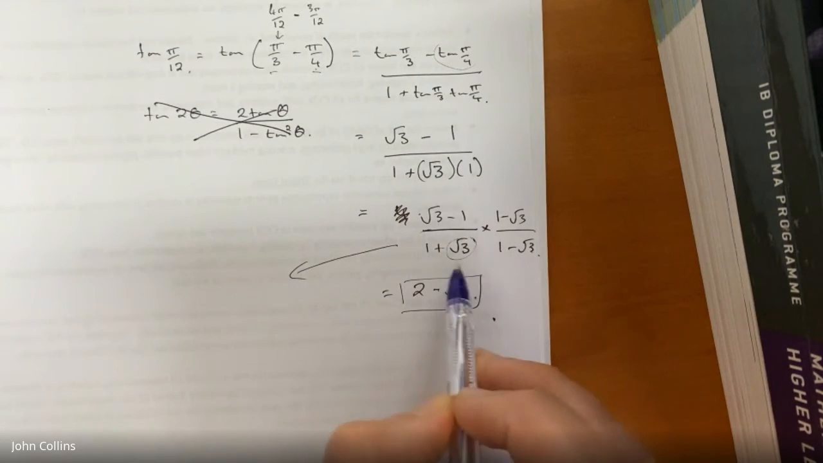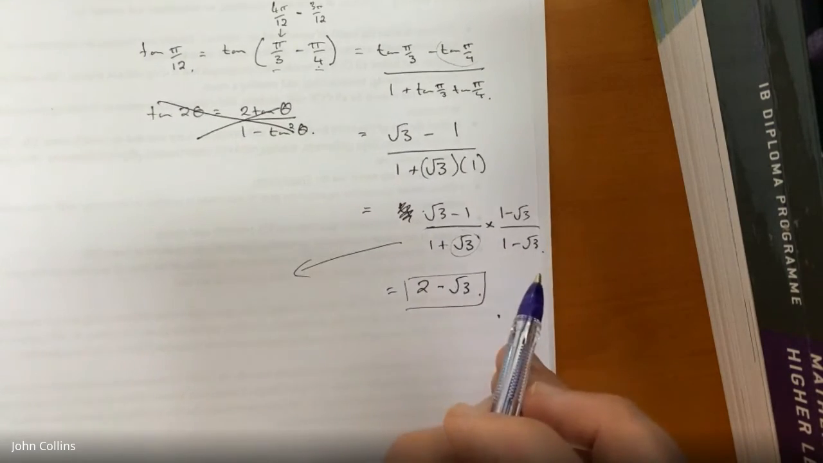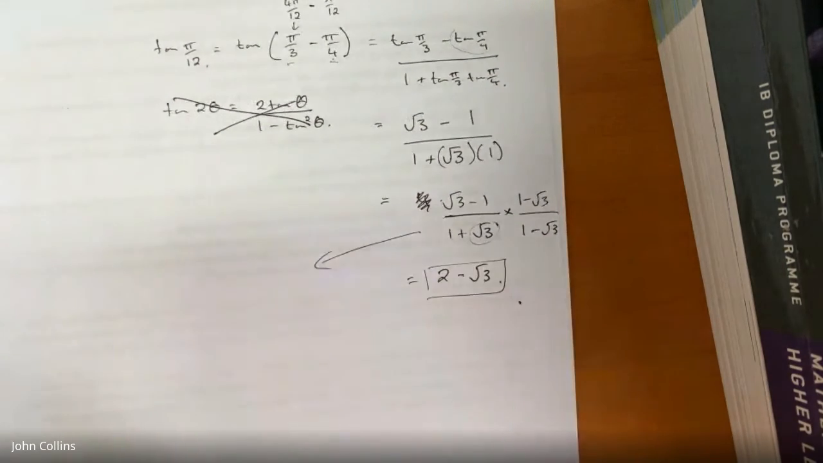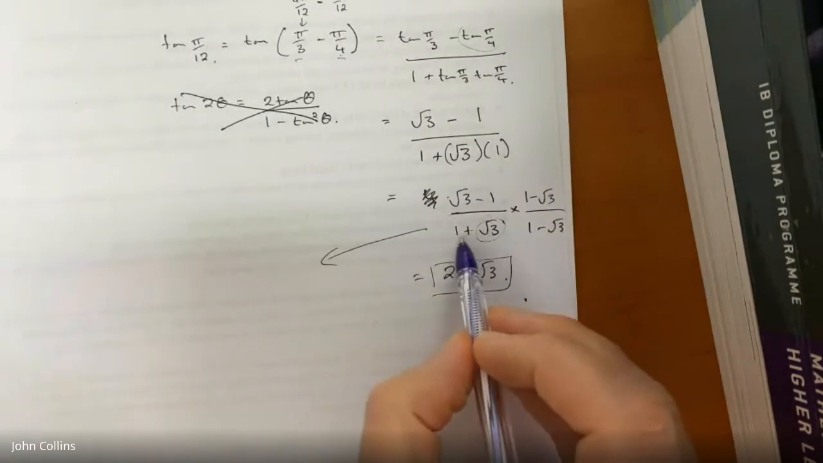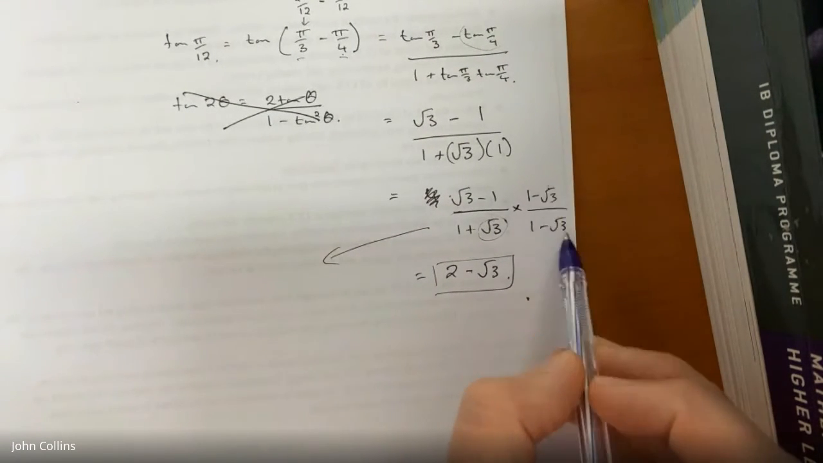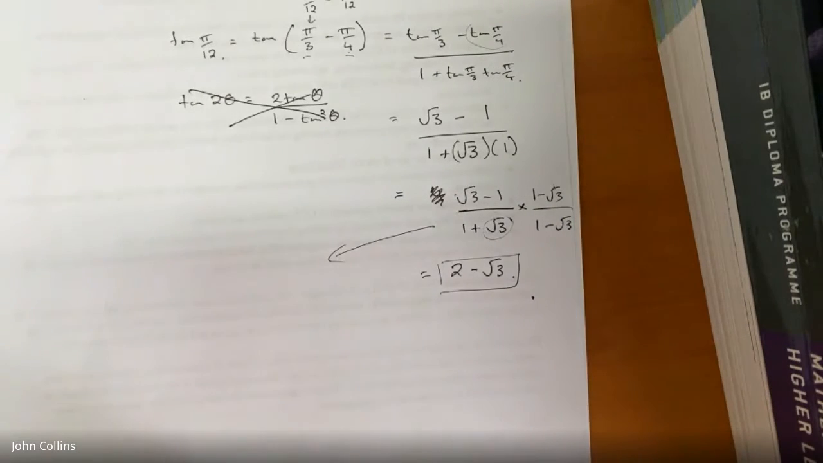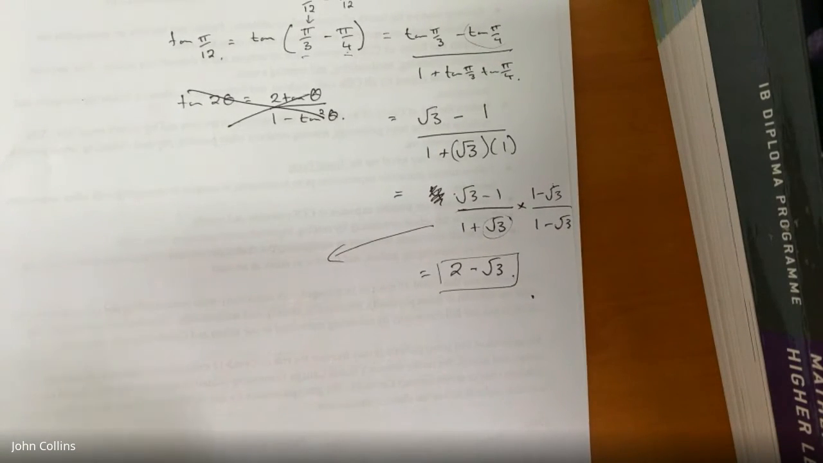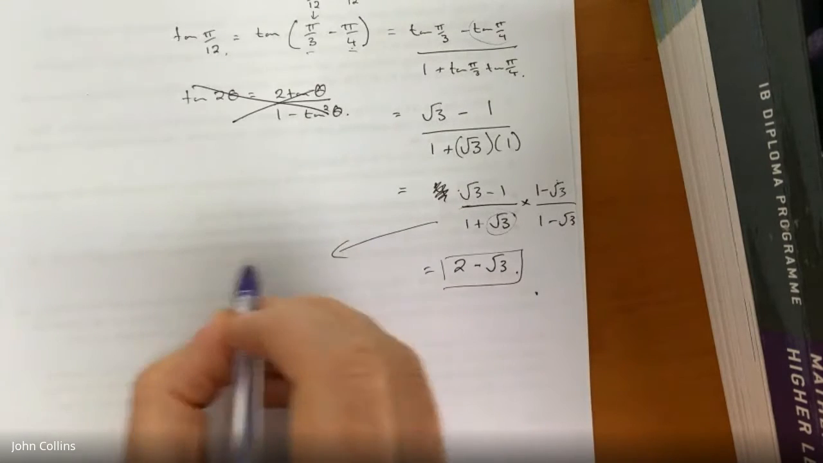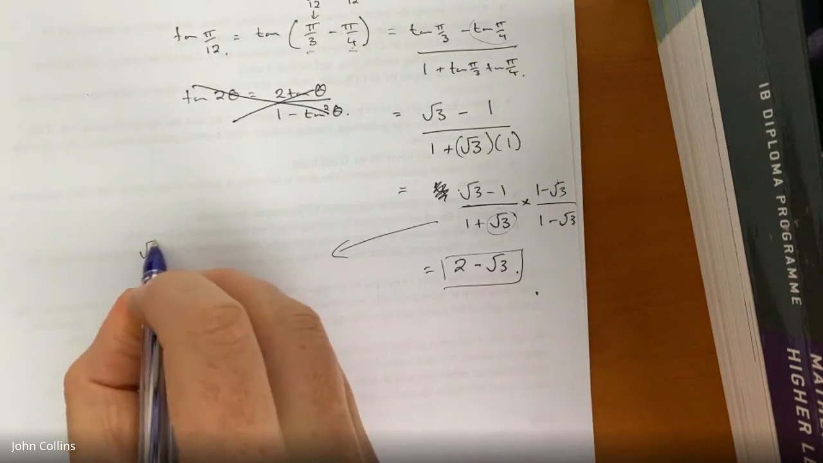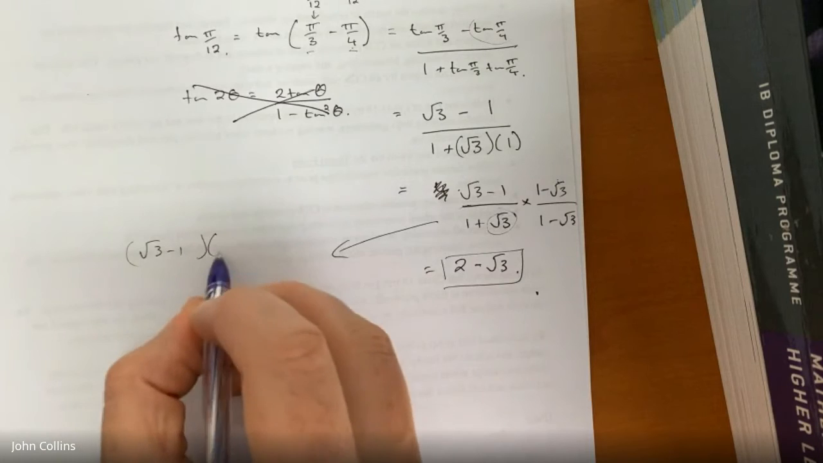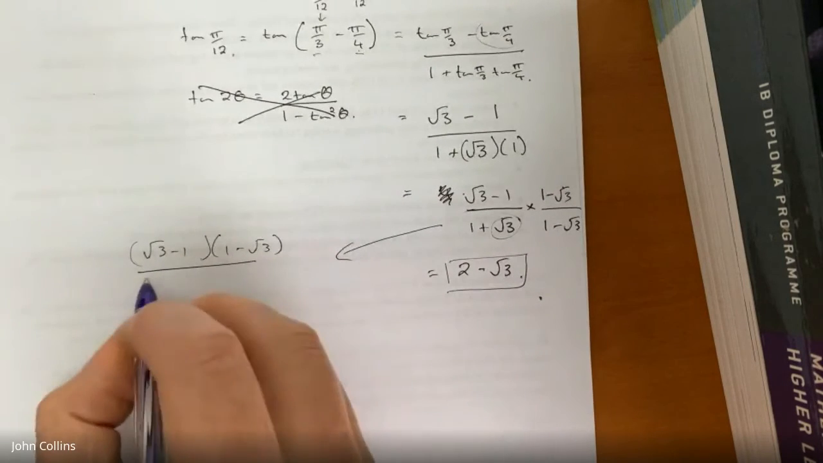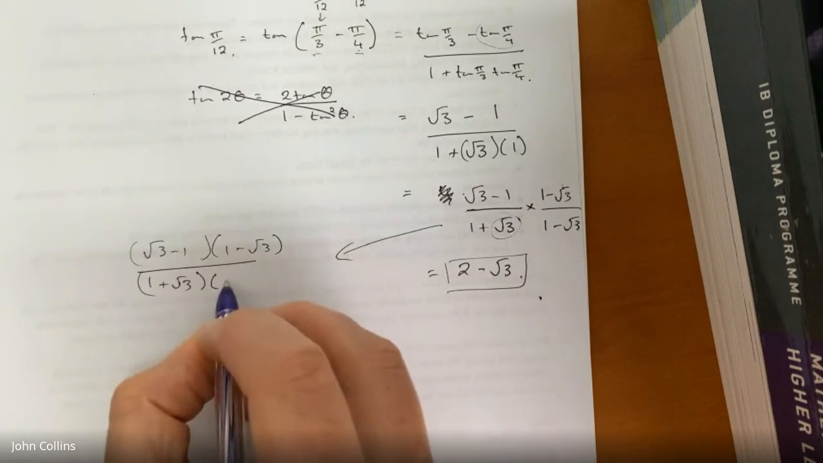Why did you multiply by 1 minus root 3? Okay, so to get rid of a surd in our denominator, this root 3, you've got to multiply by its conjugate. So 1 plus, multiply by 1 minus. If you multiply above and below by the same thing, it doesn't change the fraction. So I'll do it over here. Root 3 minus 1 times 1 minus root 3, and 1 plus root 3 times 1 minus root 3.